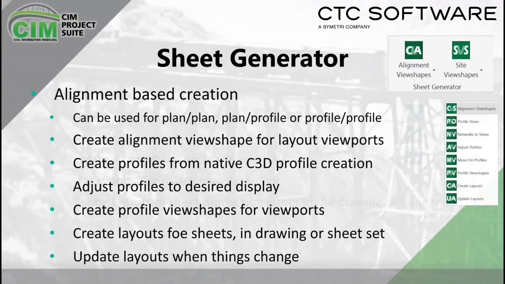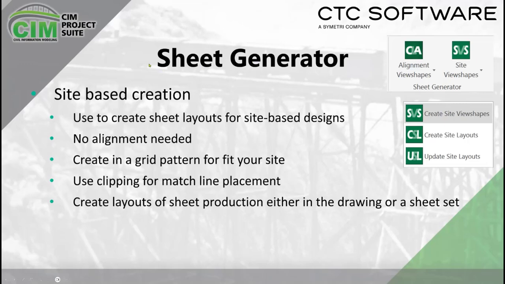I was going to show our sheet generator for sites, which is basically the same thing, but it's not alignment based. We can set it in a grid format that you choose with any rotation you choose. We can do that individually by individual shapes. We can do it inside of a region, and it will create a grid pattern for your site. And we can also create a clipping to place match lines. And then again, we create those either in the drawing or a sheet set, how you see fit. And again, we have the update when things change.